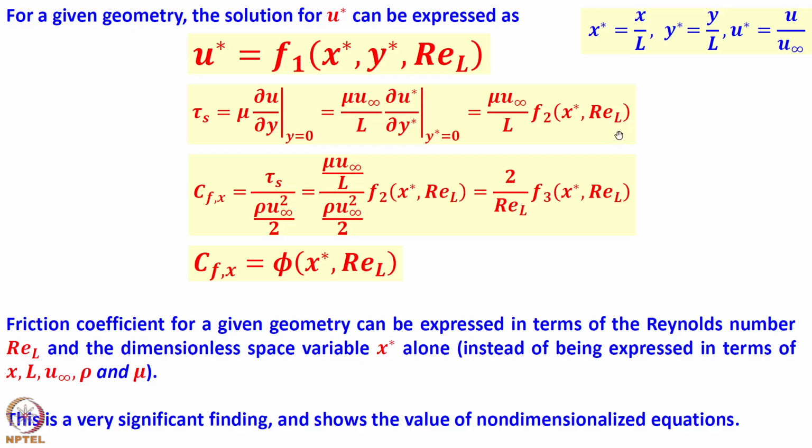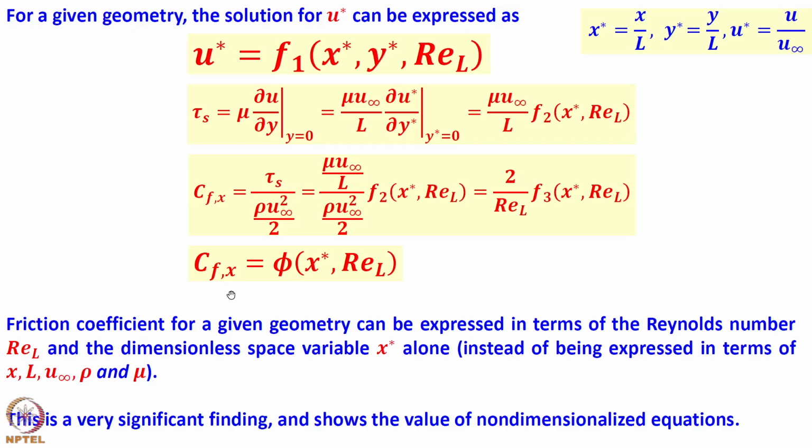And of course, the definition of CFX we know is wall shear stress divided by 1/2 rho u infinity square, which when you simplify is going to give me 2 over Re_L times some other function of X star and local Reynolds number. That means this quantity, local coefficient of friction, is just a function of a non-dimensional location and a non-dimensional quantity, which is the Reynolds number. So for a given geometry it can be expressed in terms of the local Reynolds number.